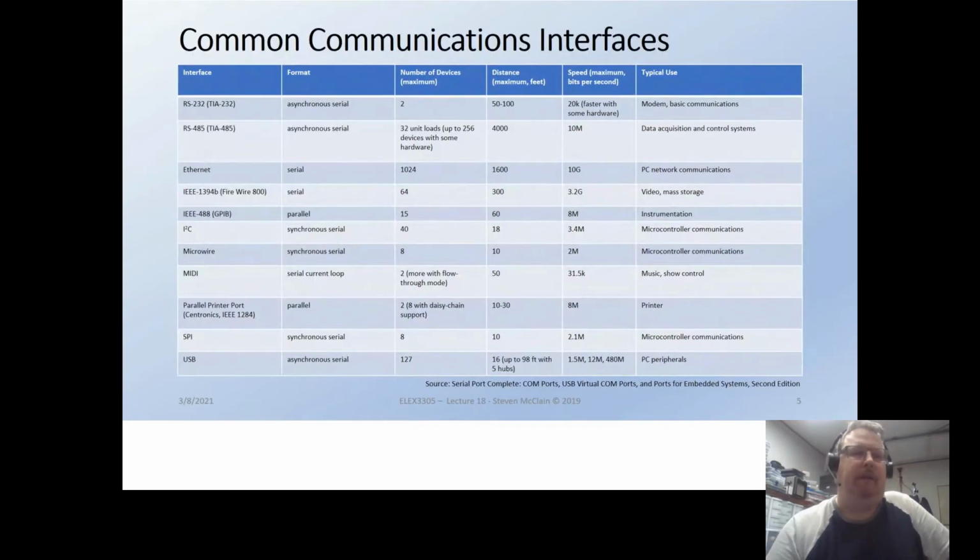Here's a chart that has a whole bunch of serial communications interfaces and properties for them. They all have different numbers of devices, maximum distances, and speeds. What does it mean by maximum number of devices? Well, sometimes it's point-to-point, where I'm a transmitter, you're a receiver, and that's it. One point to point, so there's just 1 and 1. Or in this case, maybe it's 1 on 16.